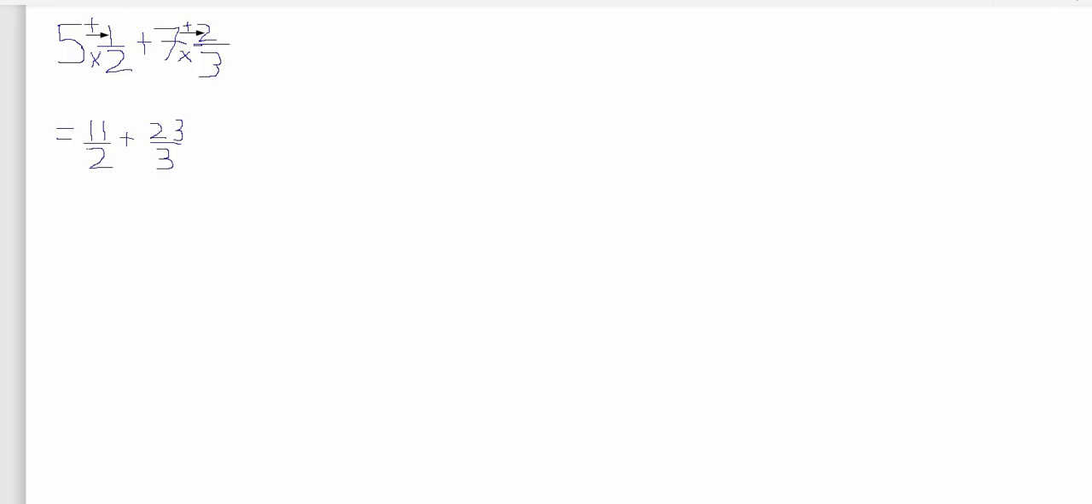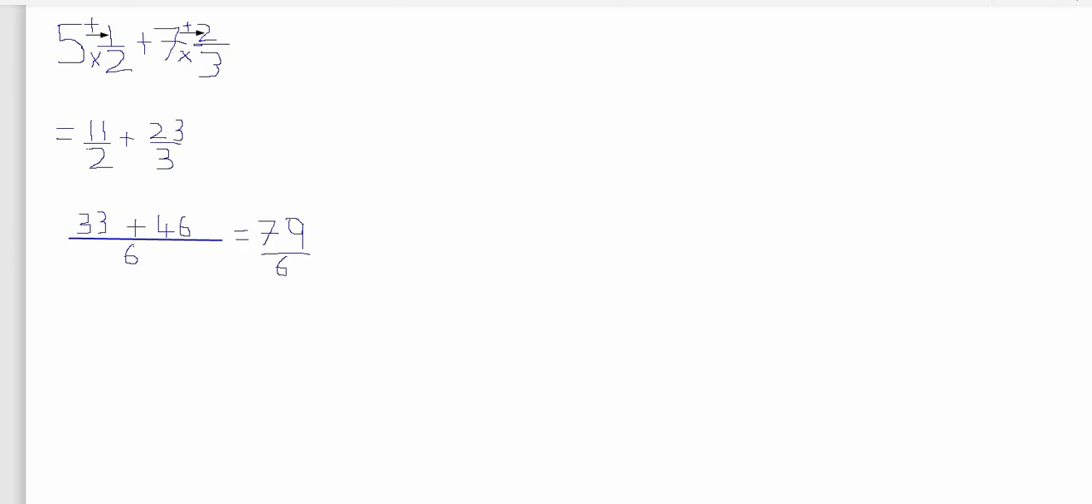We now need to find the LCM of 2 and 3. And the LCM is the smallest number which both the denominators can go into without leaving a remainder. So 6 is our LCM. And now we divide 6 into 2, we get 3. We now multiply 3 by the numerator 11 and we get 33. We also divide 6 into 3, we got 2. We then multiply the 2 by the 23, we got 46. 33 plus 46 equals 79. And we then place it over the same denominator, which is the 6.